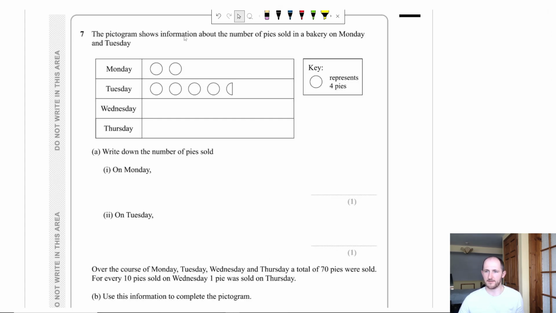This pictogram shows information about the number of pies sold in a bakery on Monday and Tuesday. Part A, just write down the number of pies sold on Monday and on Tuesday. The key says that each full circle is 4 pies. So on Monday we have 4 and then another 4, so that'd be 8. The next one we have 4, then 8, then 12, then 16, and then another half. Half of 4 is 2, so in total that'd be 18.